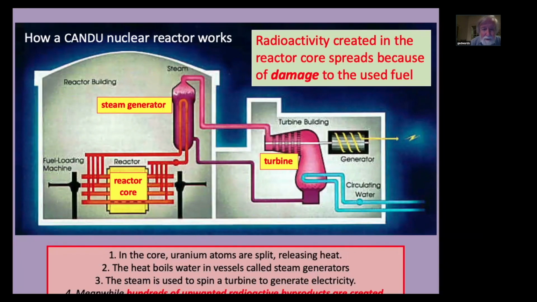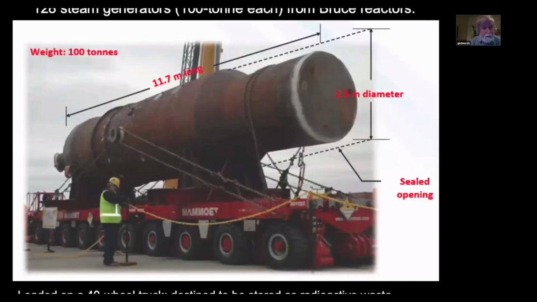But the problem is that any kind of damage to the fuel, and there always is a certain amount of damage or defects, there are little pinholes or little cracks or little defects that might have been there from manufacturing or that developed during their time in the reactor core, subjected to a lot of abuse. Consequently, radioactive materials escape from the fuel and contaminate all of the piping through the primary cooling system. These also become radioactive waste, therefore. Now, here's an example of a steam generator from Bruce.